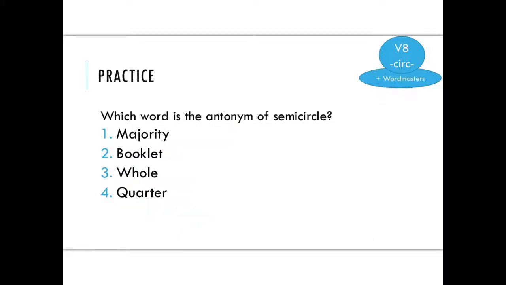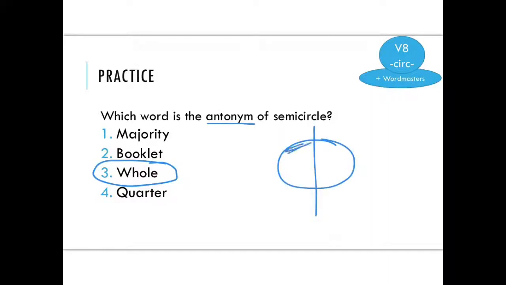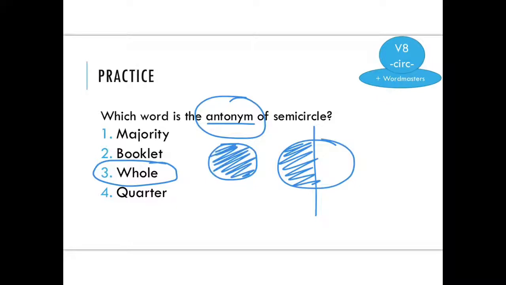Which word is the antonym of semicircle? Majority, booklet, whole, quarter. If you chose whole, you would be correct. A semicircle is only half of a circle. Therefore, the antonym, or opposite, would be a whole circle.